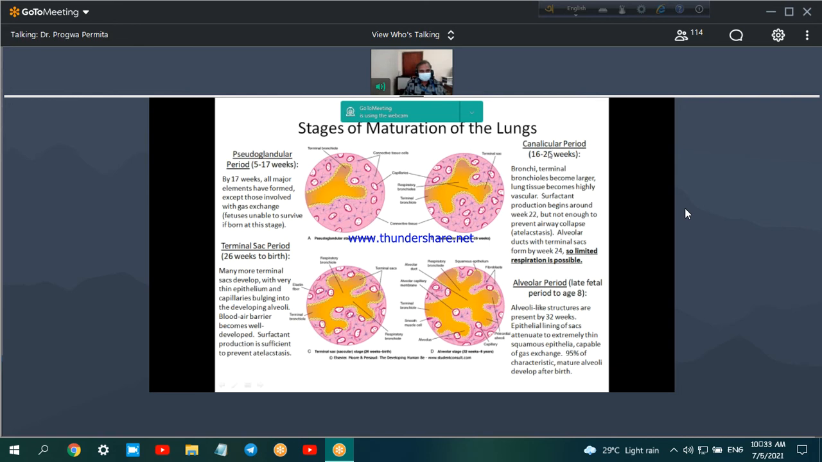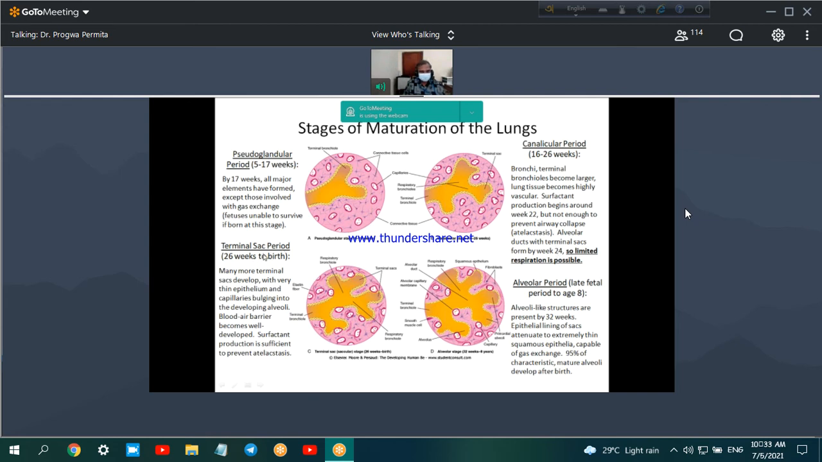Canalicular period, 16 to 26 weeks: terminal bronchioles become larger, and the lung tissue becomes highly vascular. Surfactant production begins around 22 weeks, but is not enough to prevent the airways from collapsing. Alveolar ducts with terminal sacs form by 24 weeks, so limited respiration is possible by 24 weeks.